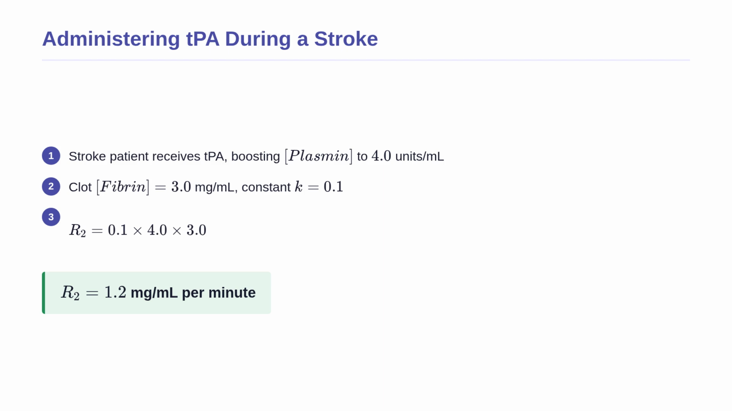We plug these new medically enhanced values into our standard rate equation. Multiplying 0.1 by 4.0 by 3.0 gives us a new rate of 1.2 milligrams per milliliter per minute. This shows a massive increase in the sheer volume of fibrin being destroyed every 60 seconds.